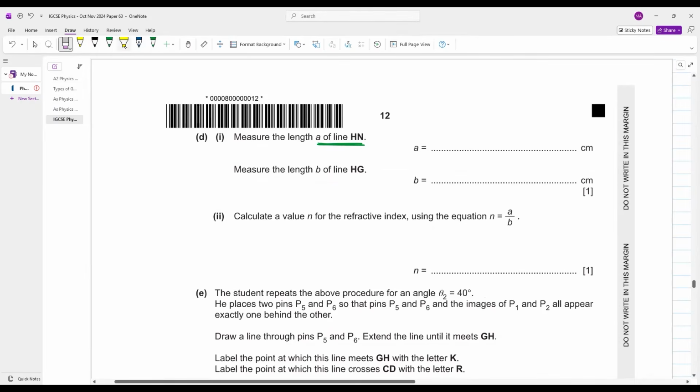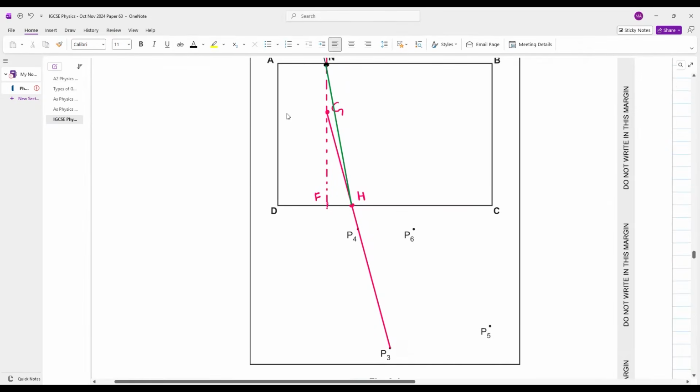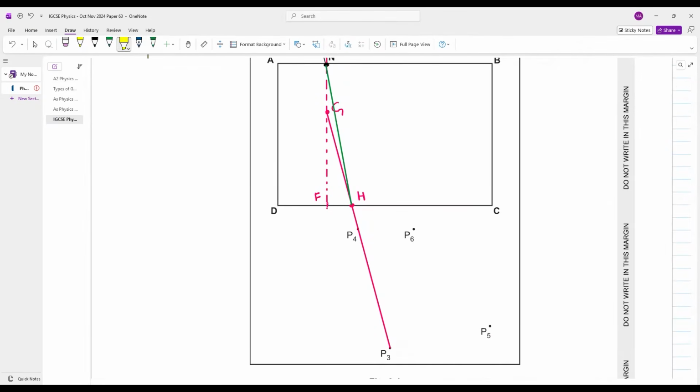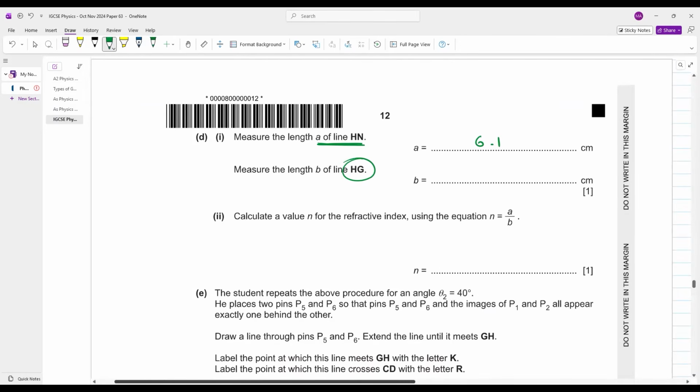6.1 centimeter. Here it is, kids, 6.1 centimeter. Now you have to measure the line HG. Okay, what is HG? Oh, this is starting to make sense. You will measure the line HG now. Okay, I have already measured HG too. This comes out to be 4.2 centimeter.